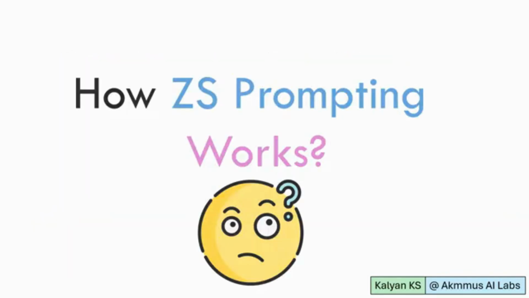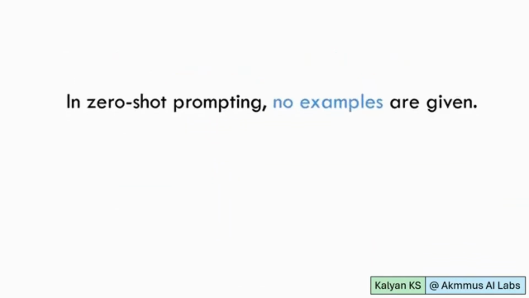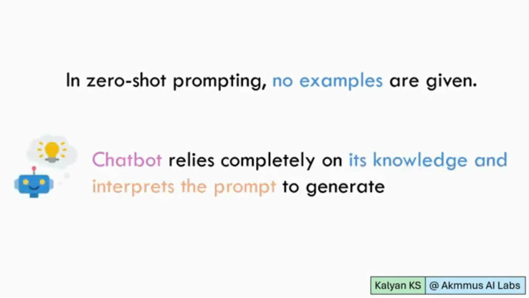Let us see how zero-shot prompting works. In zero-shot prompting, no examples are given. So, the chatbot relies completely on its knowledge and interprets the prompt to generate the output.